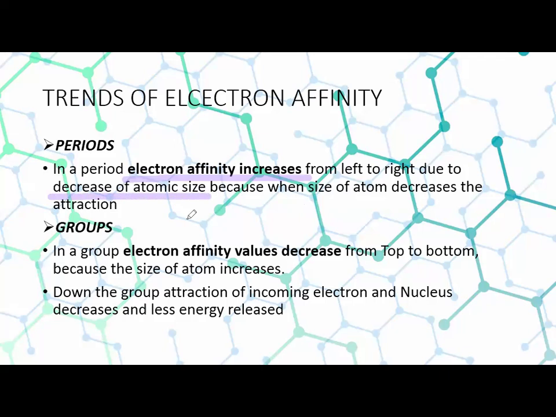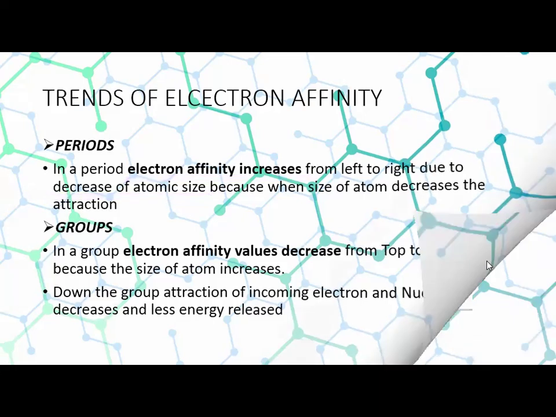Now we are dealing with the groups. In a group, electron affinity value decreases from top to bottom because the size of an atom increases. When the size of an atom increases, the electrons can be easily fitted into the outermost shell because it is further away from the nucleus. So this is the trend of electron affinity in the periodic table.